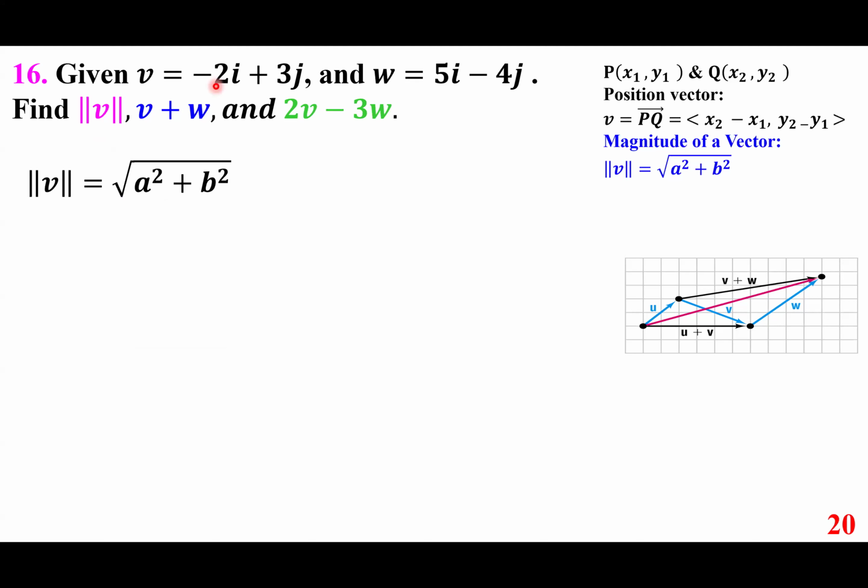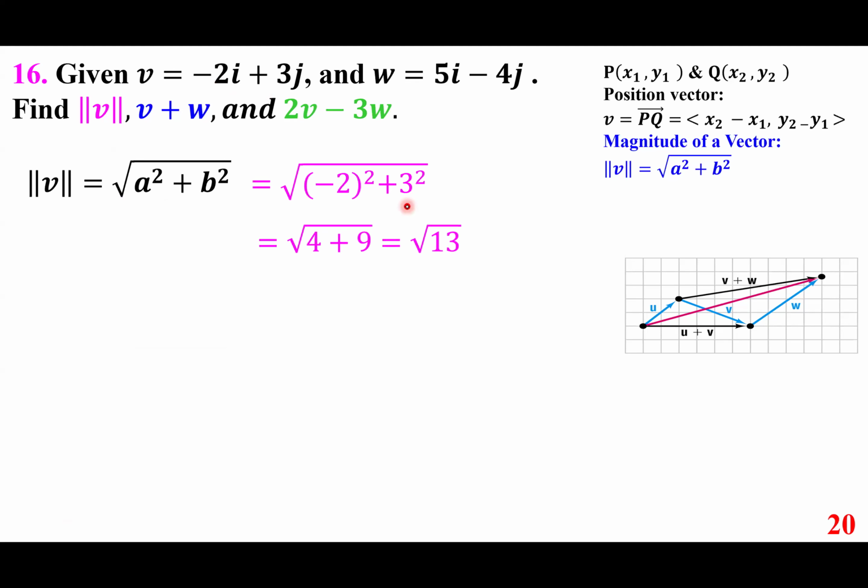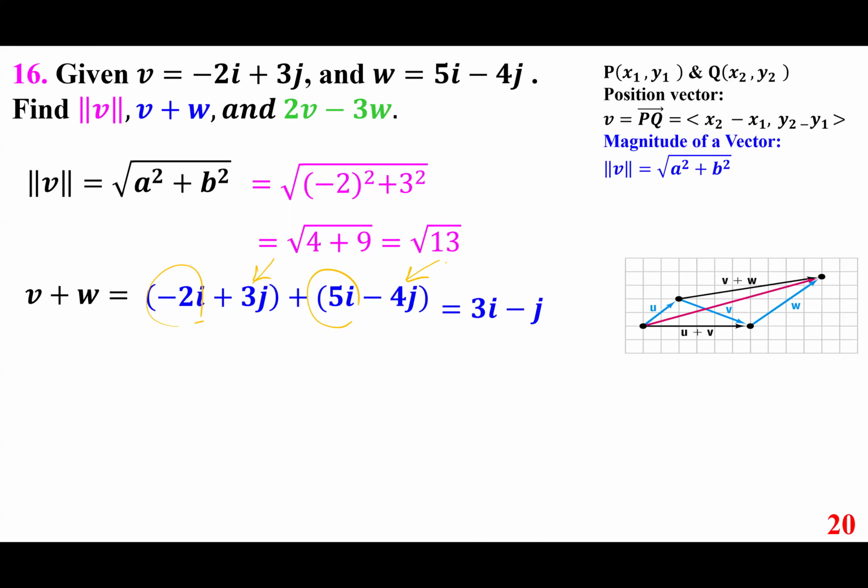Having said that, let's start with the magnitude using the formula. For v, we have negative 2 quantity squared plus 3 squared. Under the radical, we get 4 and 9, and it's square root of 13. For v plus w, just add up the components, everybody. Minus 2i, positive 5i, they add up to 3i. 3j minus 4j is minus j. By the way, because this is a positive sign, nothing changes. If it's a negative, you have to distribute it first before you move on.